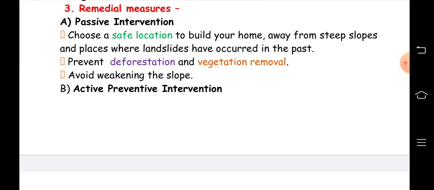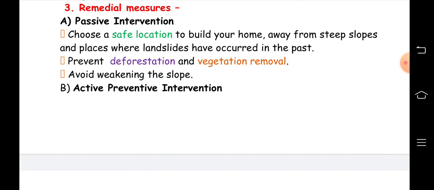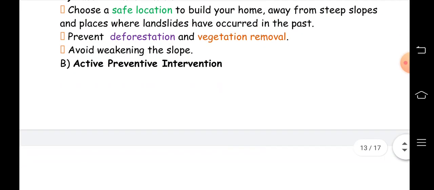Second is to prevent deforestation and vegetation removal. To avoid landslides, it is better to avoid the cutting of trees and any removal of vegetation. Then avoid weakening the slope. Then the active prevention interventions.